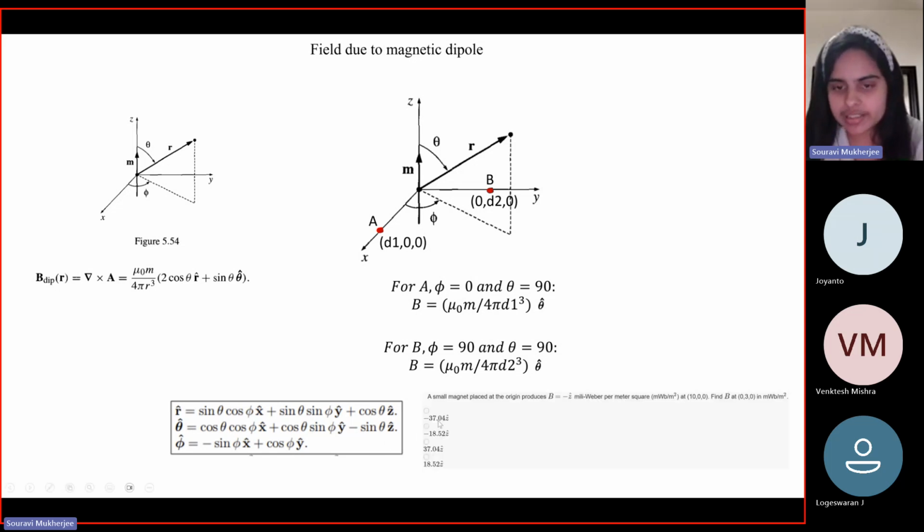There was a question like this in last year's assignment, which said that a small magnet can be considered as a magnetic dipole. A small magnet is placed at the origin, and it produces a field of minus z milliweber per meter square at this location. Now, what would be the field at a different location, which is given as point B? Can you try to solve this question based on what we just discussed? Just try to work it out.